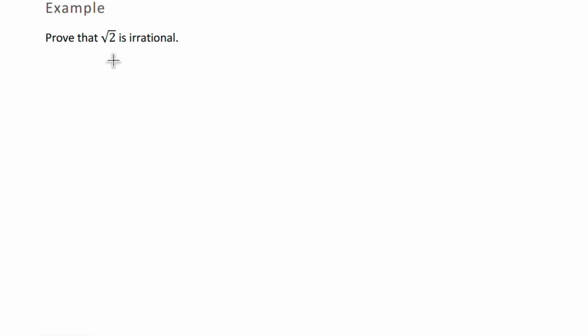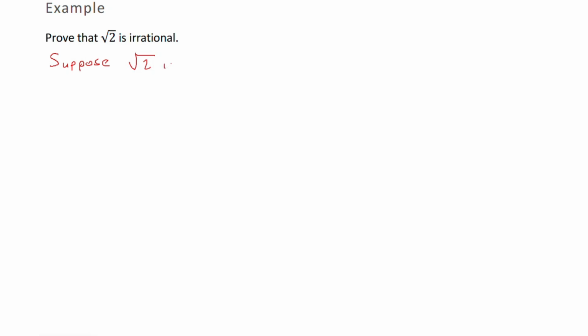Prove that the square root of 2 is irrational. This is one of the oldest proofs in mathematics. It was in Euclid's Elements, and it's a beautiful use of the proof by contradiction. As it's a proof by contradiction, we're going to suppose the negation first.